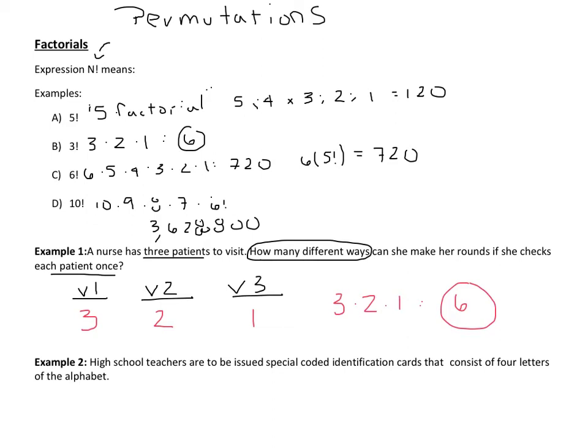Now, if we were to make a tree diagram for this, what that means is maybe she goes sees patient 1, then patient 2, then patient 3. Another possibility could be that she visits patients 3, then 2, then 1. She could go see patient 2, then 1, then 3. Or she could go see patient 1, then 3, then 2. Right? There's different orders that you can go see the patients in. That's what this means, that there's 6 different ways she can see the patients in 6 different orders.